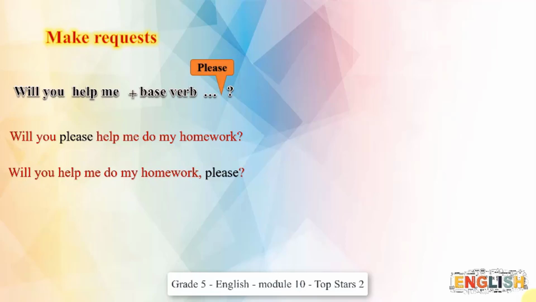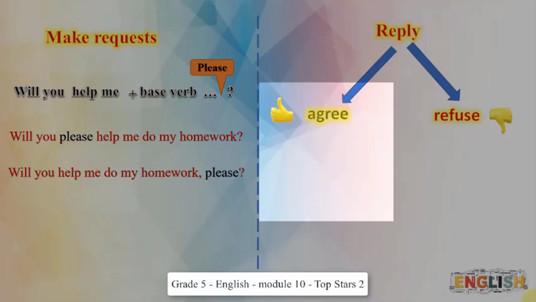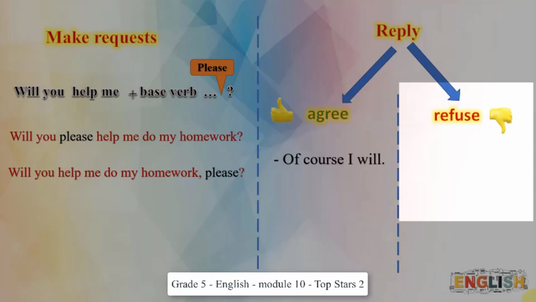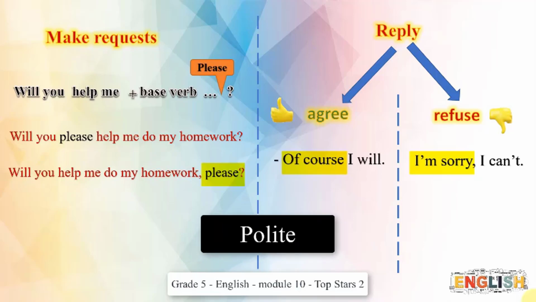This is the first part. The second part is how to reply. You could agree or refuse. If you agree, simply say, of course, I will. In case you refuse, just say, I'm sorry, I can't. And note that words like please, of course, and sorry are used to show respect and make you more polite.